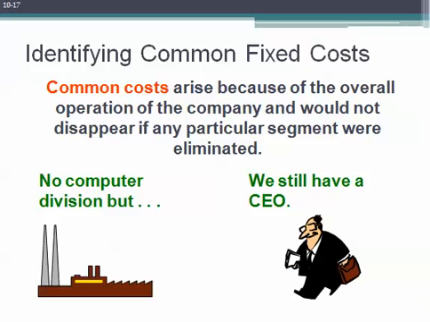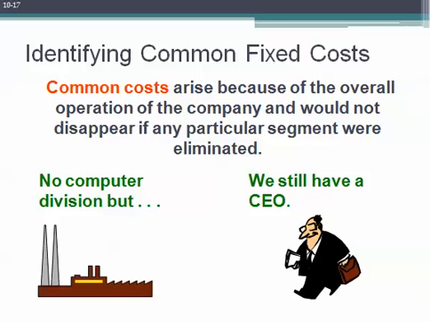The cost of heating a Safeway or Kroger's or a Wise grocery store is a common fixed cost of the various departments, groceries, produce, and bakery, because even if we didn't have a produce department or a bakery department, we would still need to heat and light the grocery store.